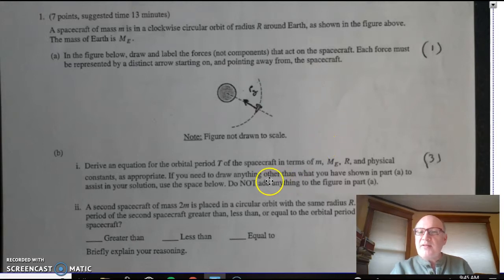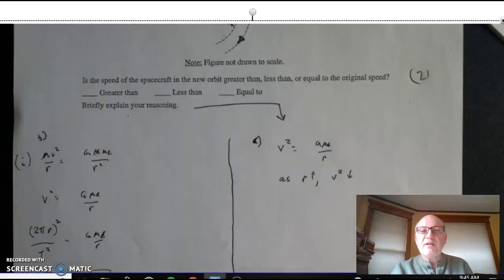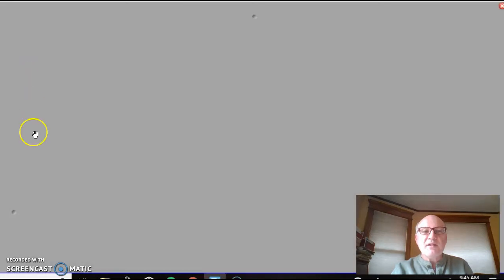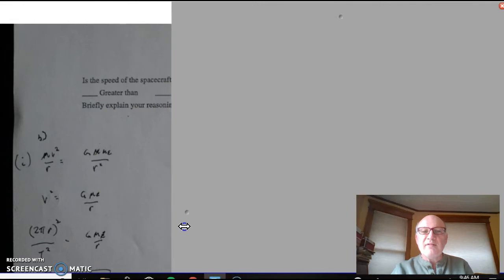So it says to show this in the space below, but I went ahead and added some space on the next page. So let's take a look at that second page, and I'll try to draw your attention to just the part that I want us to be looking at right here.